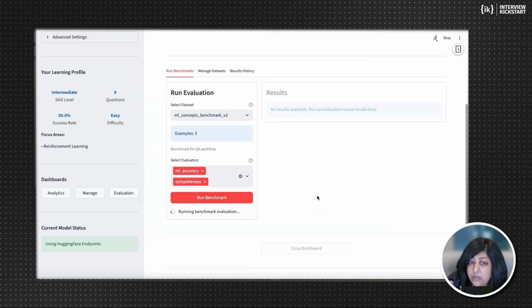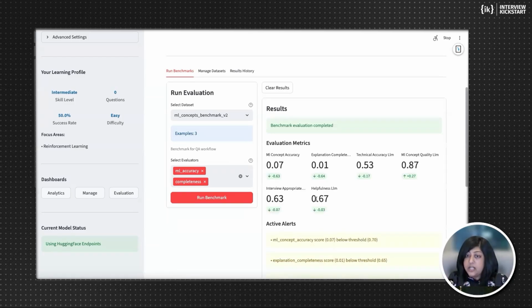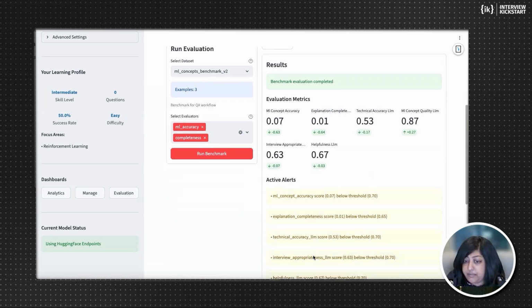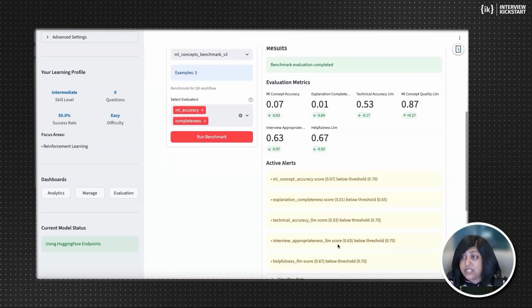Okay. And you will see when the benchmark evaluation is done, it's running the workflows. It's running just the QA workflow in this iteration, and it's running the evaluators against the QA workflow, measuring it for ML concept accuracy, explanation completeness, technical accuracy. These are the LLM as a judge evaluators coming into play. And these are the active alerts that come in from there. And you can see, because the answers that were generated were all gibberish, the scores are pretty low.